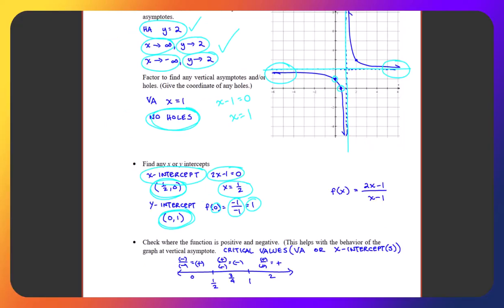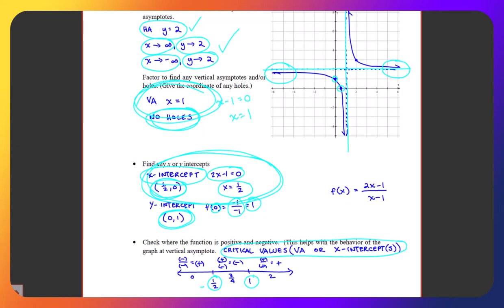Now, to draw the graph, there's something else we can do. I can look at what is called the critical values. The critical values have to do with the x-intercept and the vertical asymptote. So at 1/2 and at 1, we have critical values.